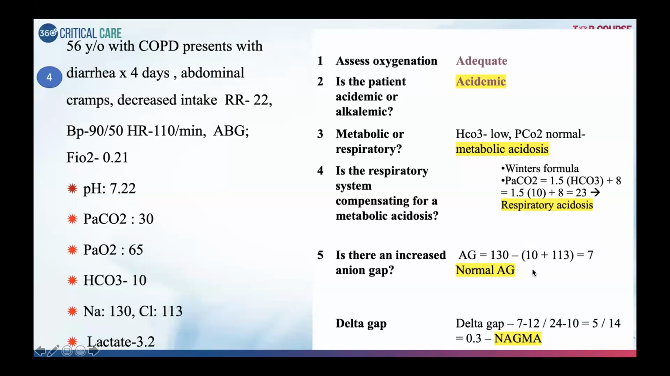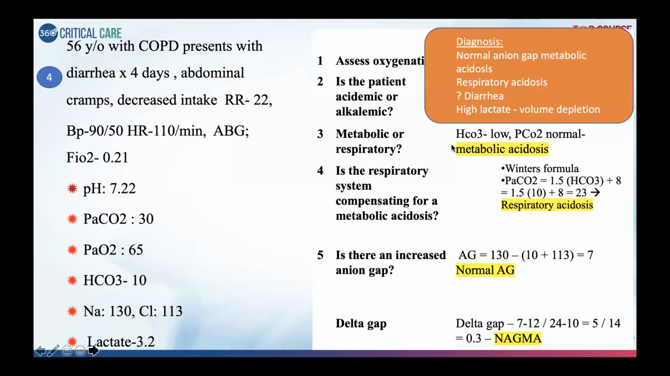And then there is an anion gap, which is normal. So calculate the delta gap. Your anion gap is 7, so 7 over 24 minus your bicarb 10, which is going to be 0.3, which indicates a normal anion gap. So this is a completely normal anion gap metabolic acidosis with some amount of respiratory acidosis in this patient. There are also some abnormal findings, high lactate, and this patient had diarrhea. So the reason could be diarrhea-related. Normal anion gap, we saw what the reasons are. So it is diarrhea. And why is there high lactate? It could be due to volume depletion.